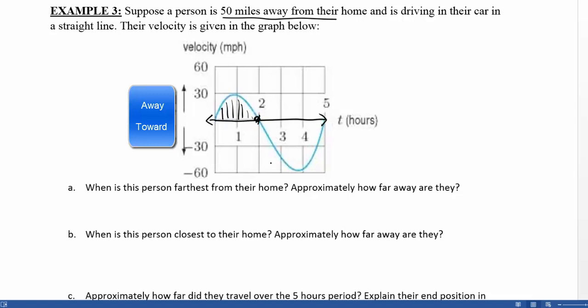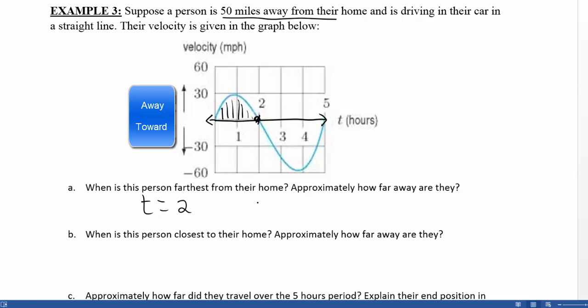That means that's the highest point, or the farthest away from home that I will be. So the when is time equals 2. Now, approximately how far away are they? Notice here that we don't actually have a function for this graph. We just have the picture. So we have to use the picture to try to approximate the area based on the numbers we have.